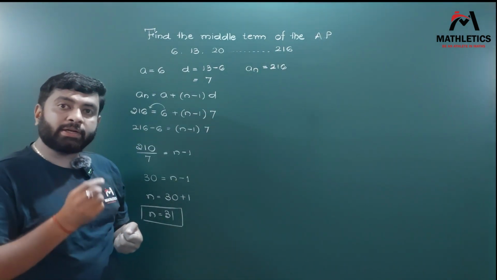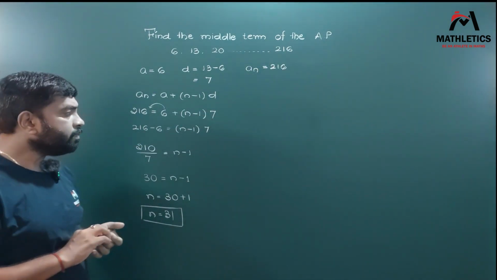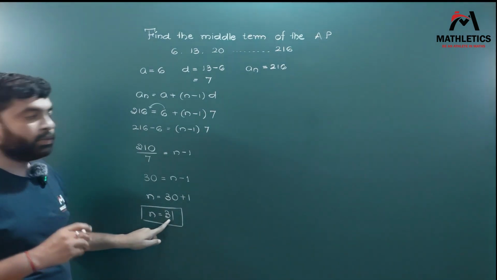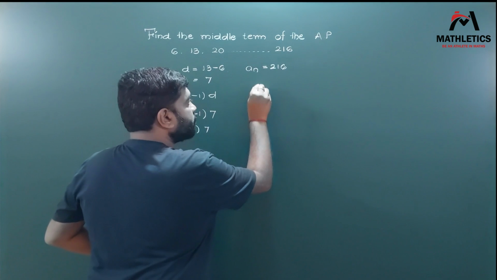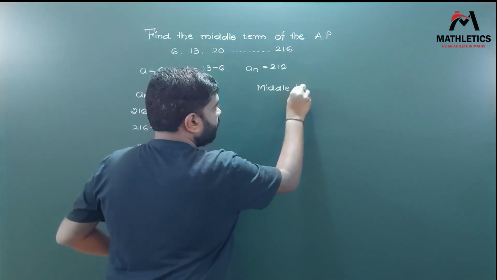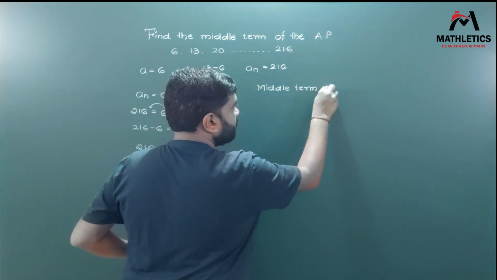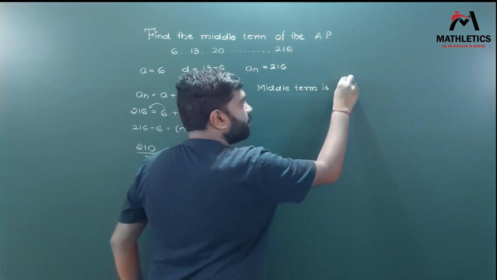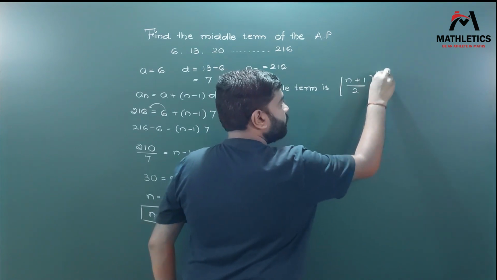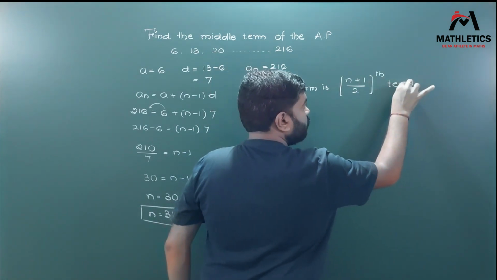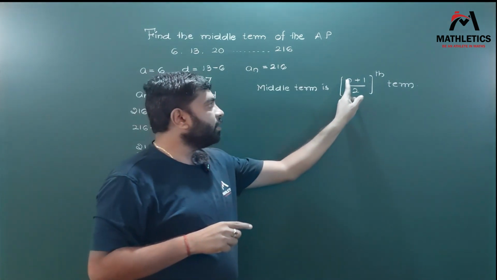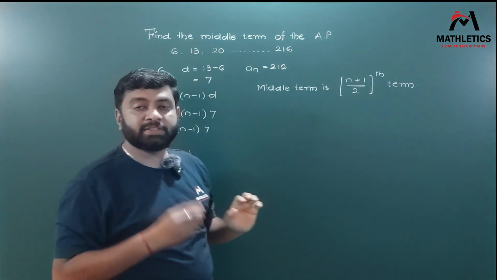But I want to calculate the middle term of an AP. Now if you observe, the value of n is odd. So if the value of n is odd, the middle term is given by the n plus 1 by 2th term. So if n is odd, then I need to go for this. N plus 1 by 2th term is the middle term.